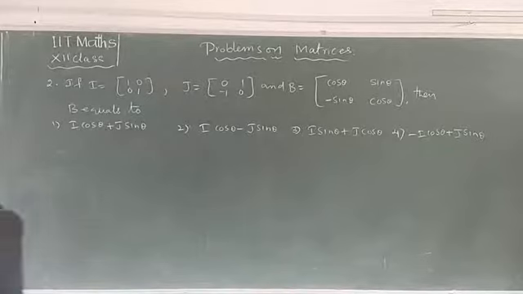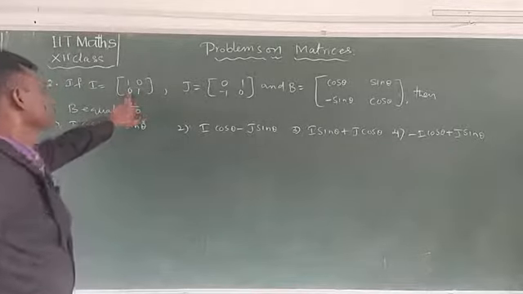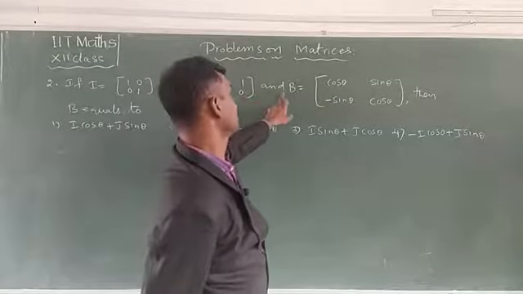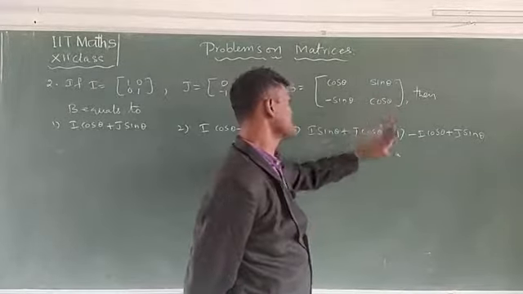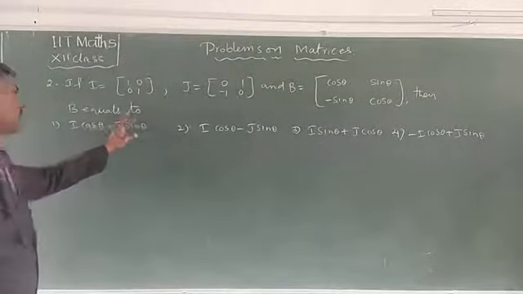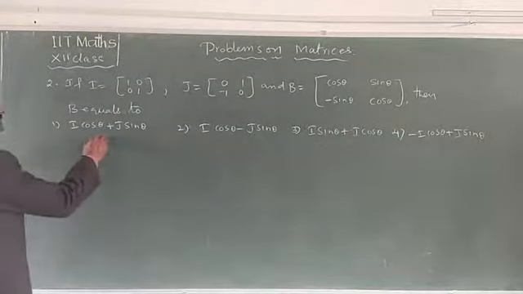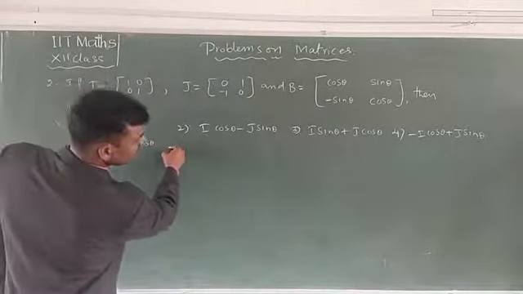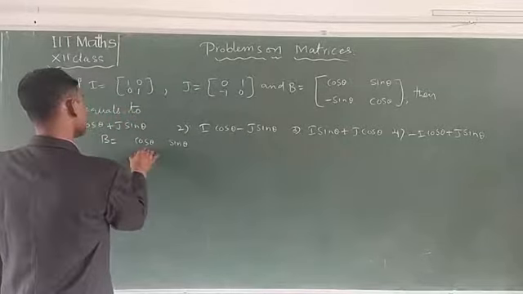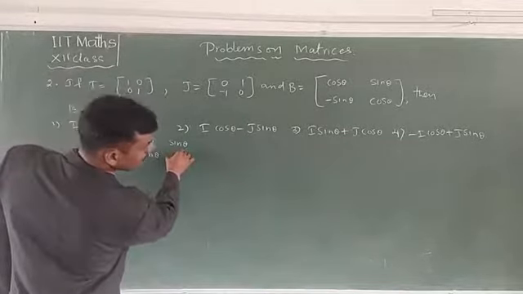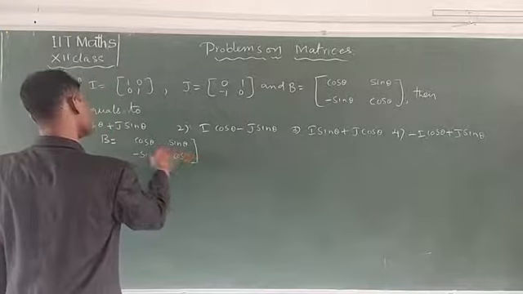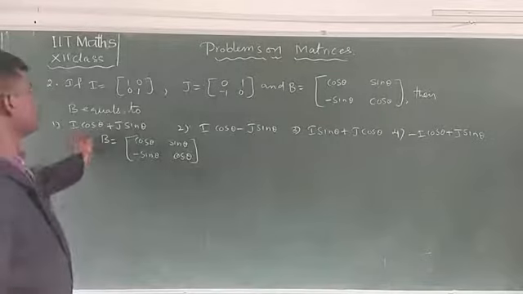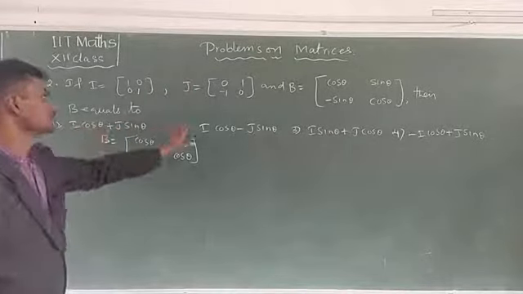Okay, next, second problem. If I is equal to the matrix [1 0; 0 1] and J is the matrix [0 1; minus 1 0] and B is equal to [cos theta, sin theta; minus sin theta, cos theta], then B equals... See here, B is equal to [cos theta, sin theta; minus sin theta, cos theta], given. We have to solve this problem, go through the options.